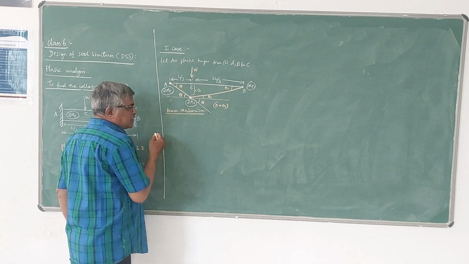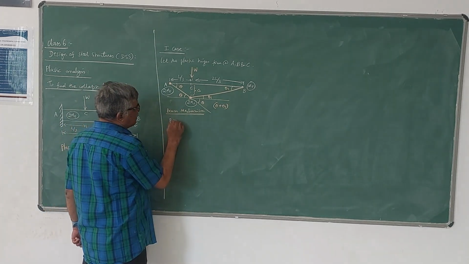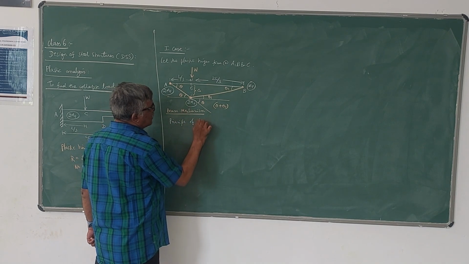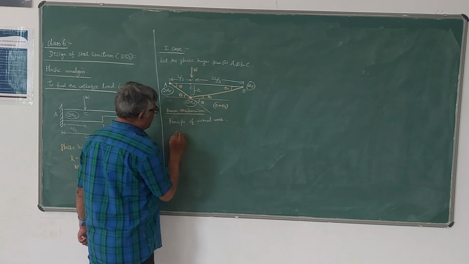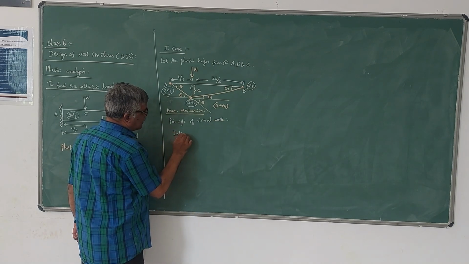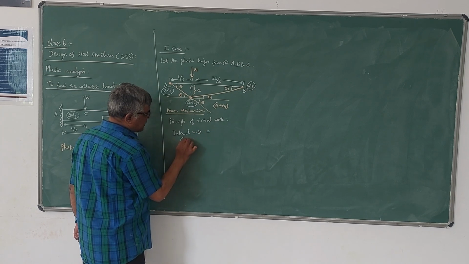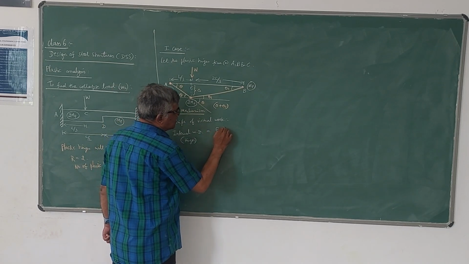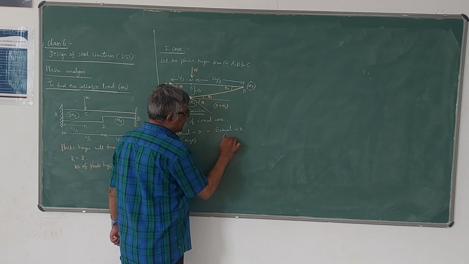Now we have to write the principle of virtual work. According to the principle of virtual work, internal work done will be equal to external work done. Internal work done will be due to the formation of plastic hinges. External work done is due to the external loads, that is the loads acting on the beam.